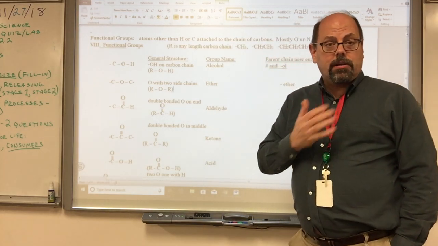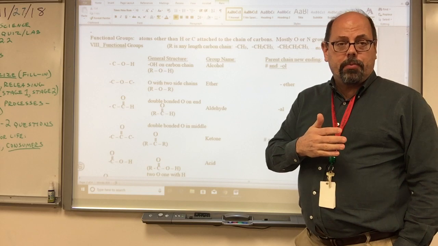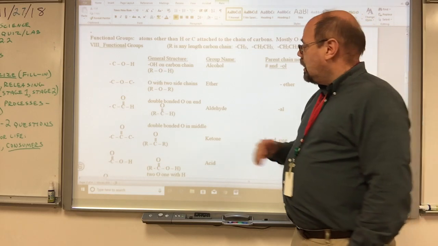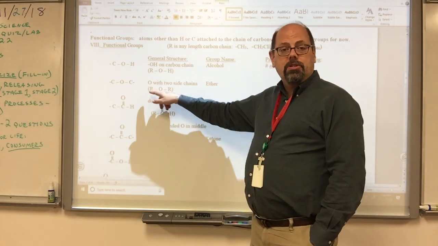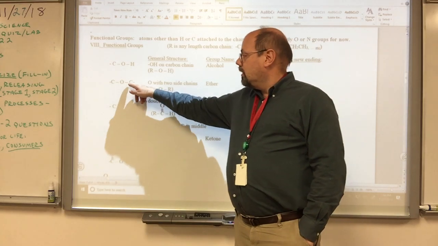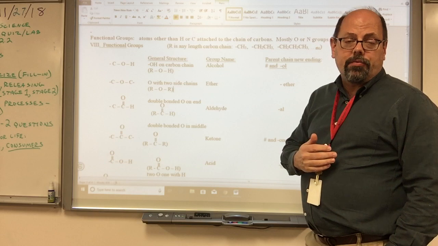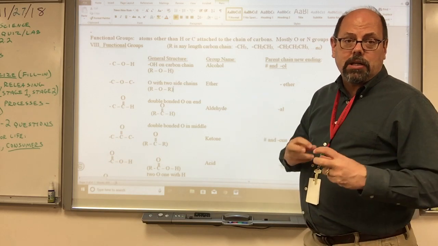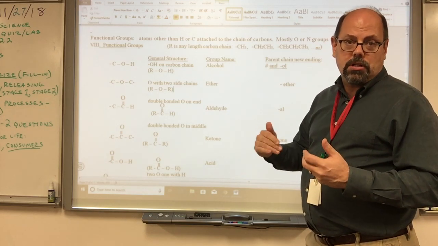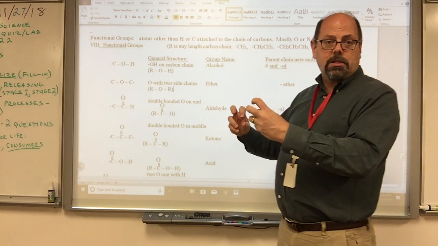Ether, like diethyl ether, which is a great anesthetic and helped put people to sleep when they were in hospitals, has an oxygen but 2 carbon chains, a carbon chain on both sides. So a carbon on one side, carbon on the other. And that helps differentiate it from alcohol. Alcohols and ethers are all just single bonded O's. But this one has 2 carbons on the oxygen.